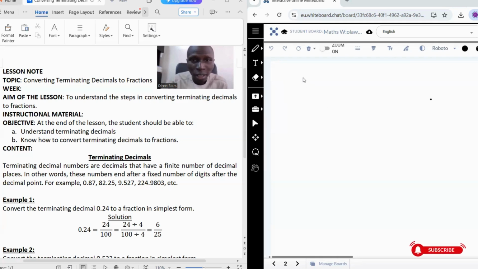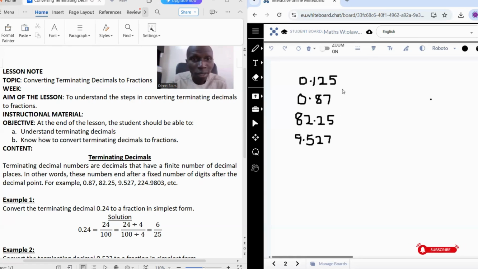For example, 0.125 is a terminating decimal. 0.87 is a terminating decimal. 82.25 is a terminating decimal. 9.527 is a terminating decimal. So all these are examples of terminating decimals because they have a fixed number of digits after the decimal point.